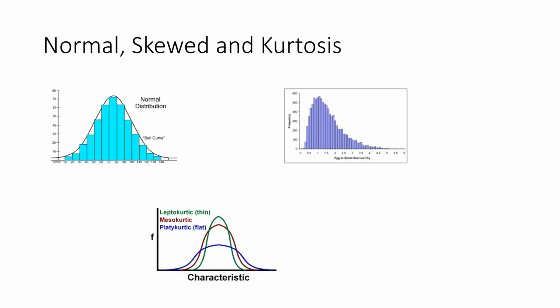In a leptokurtic distribution, everything is very close to the mean and everything's sort of packed in around the mean and you have very short tails. But in a platykurtic distribution, you don't have everything grouping around the mean. In fact, you have a much broader spread and you have much wider tails. So that's the difference between a normal distribution, a skewed distribution, and either a leptokurtic or platykurtic distribution.